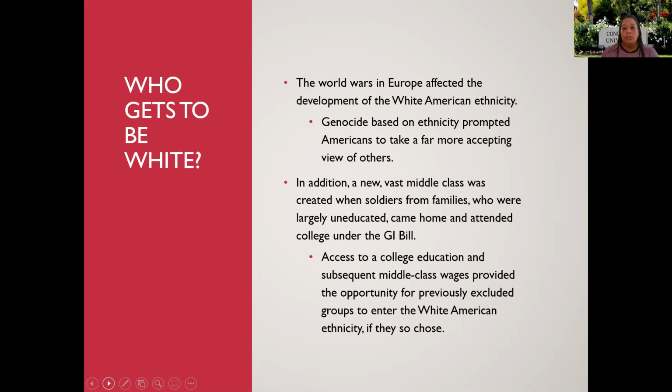The world wars in Europe affected the development of white American ethnicity. Genocide based on ethnicity prompted Americans to take a far more accepting view of others. In addition, a new vast middle class was created when soldiers from families who were largely uneducated came home and attended college under the GI Bill. Access to college education and subsequent middle-class wages provided the opportunity for previously excluded groups to enter the white American ethnicity if they chose to.